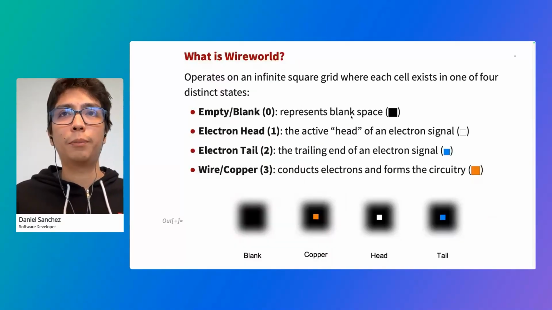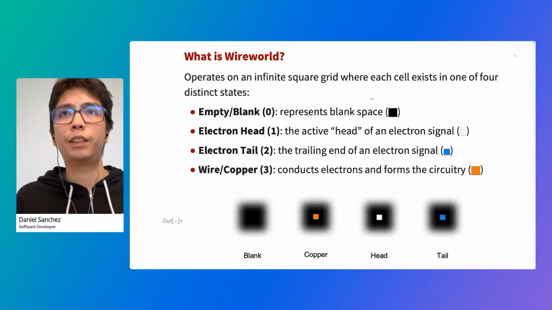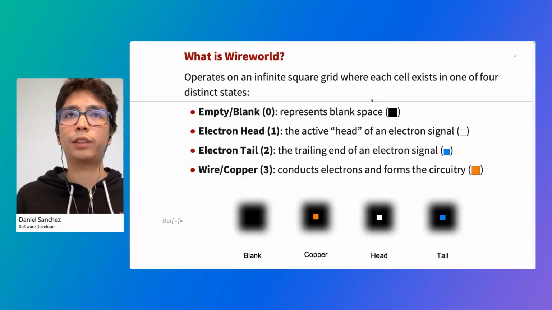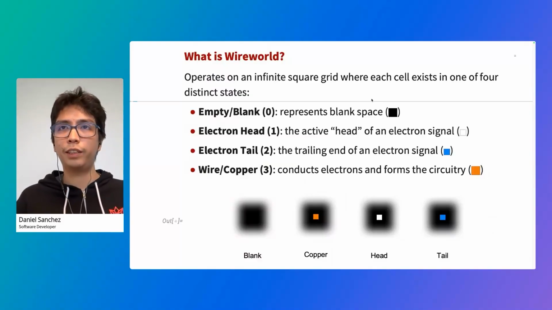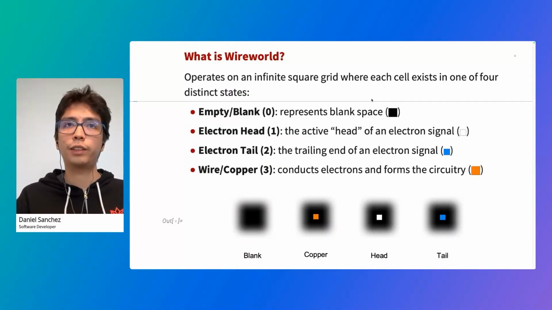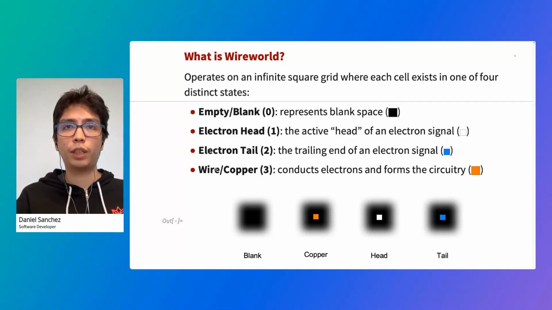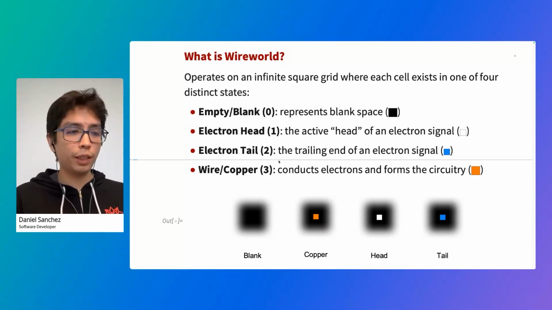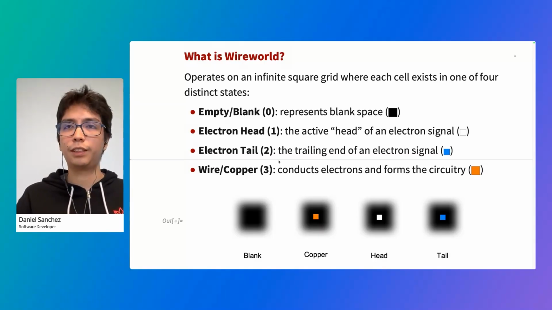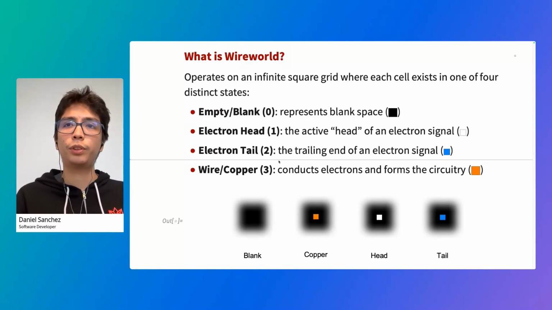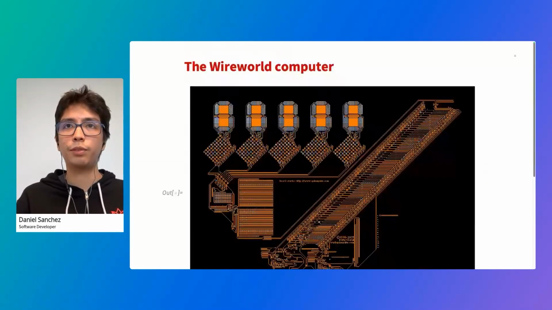So the basic setup is, instead of having just two cells, black and white, like in the game of life, you have 4 cell states. These are the 4 cell states: an empty or blank space, an electron head, an electron tail, and a wire or copper cell. With that and some smart rules, you can do really cool stuff.